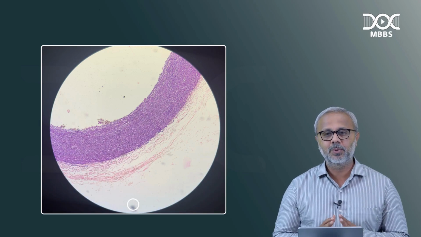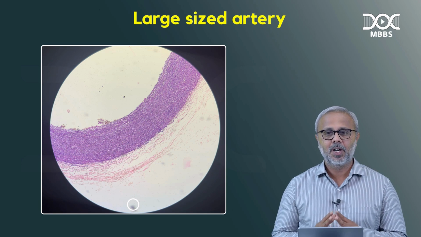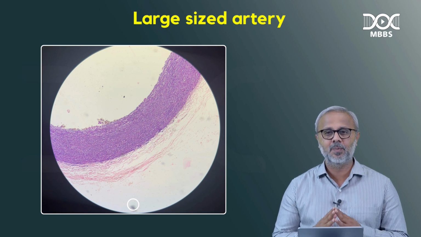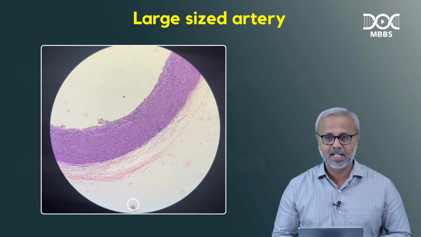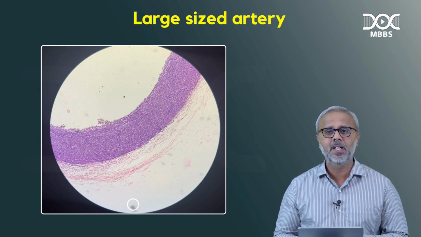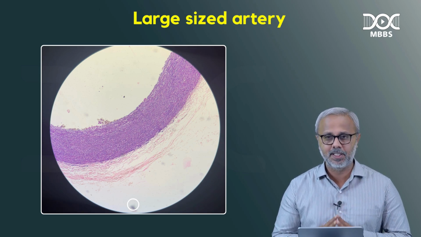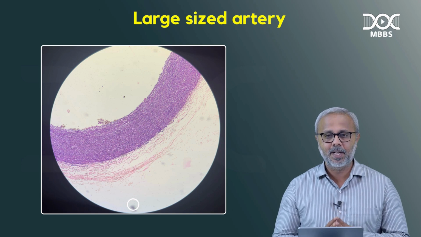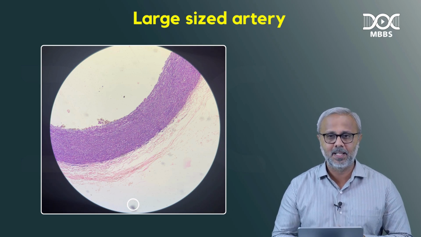Let's try to quickly revise the slide of large-sized artery. How do we say that this is a large-sized artery, and what are the identification points? We can see three distinct layers: tunica intima, tunica media and tunica adventitia. Tunica media appears to be the thickest of all the three layers, and it is made up of plenty of smooth muscles and elastic lamellae.